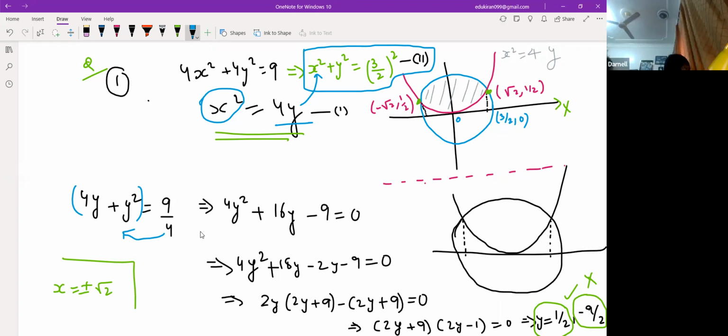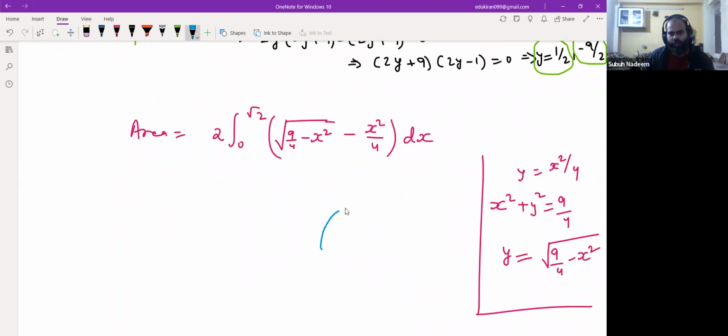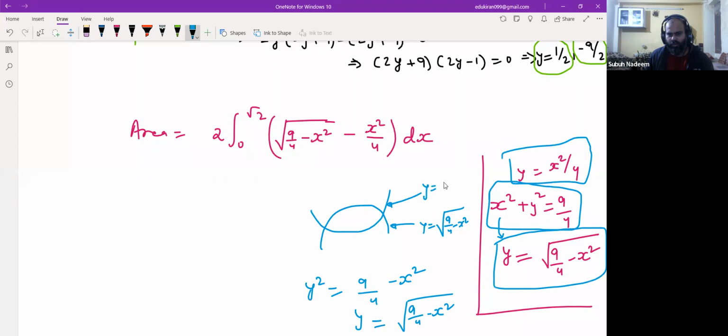So I didn't understand the integration part, the root of 9 by 4 minus x squared. What we do is subtract the lower curve from the upper curve. The upper curve is a circle, x square plus y square is equal to 9 by 4. When you find y as a function of x, you will get this. How? y square is equal to 9 by 4 minus x square, and then y is equal to square root of 9 by 4 minus x square. So this is the upper curve. And what is the below curve? This one, the parabola y is equal to x square by 4. So you have subtracted the below curve from the above curve. Okay.